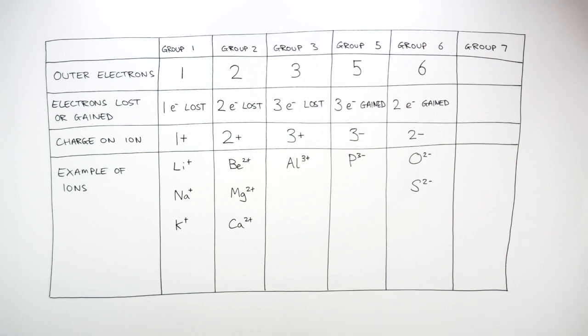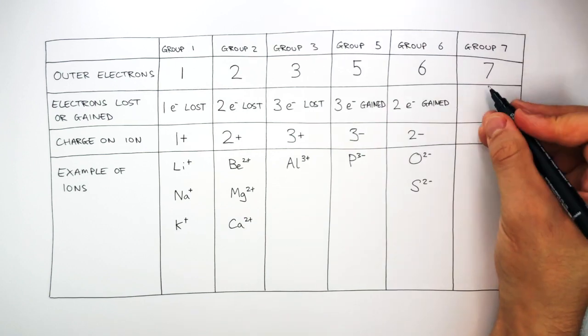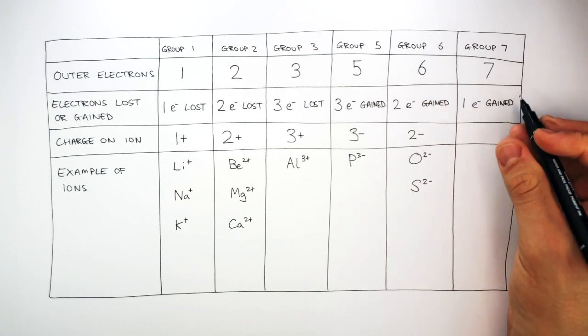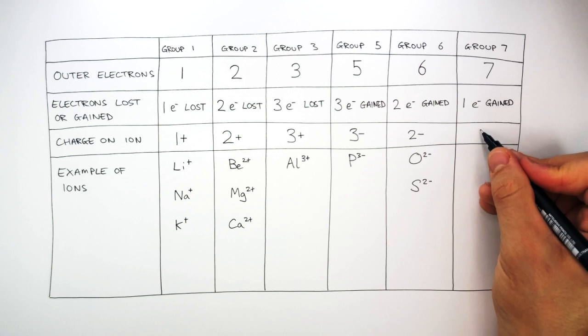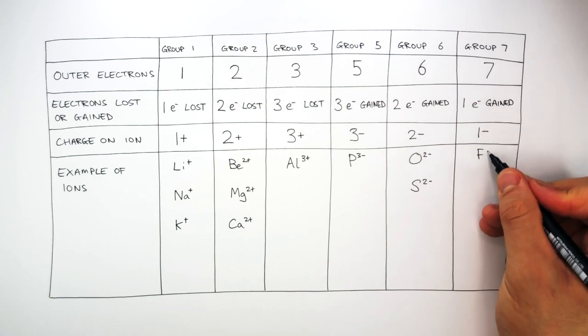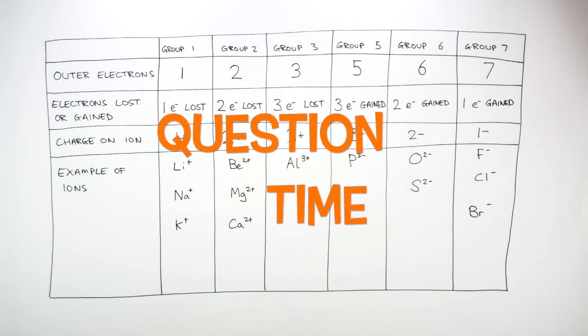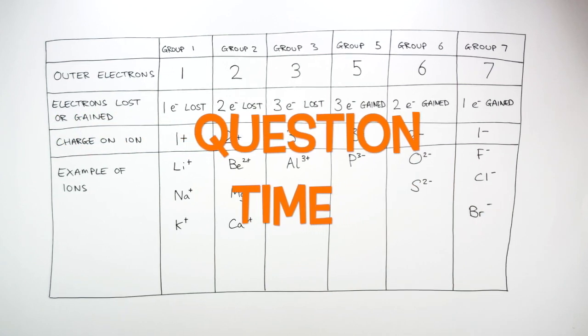Group 7 elements always have 7 electrons in their outer shell. They always have 1 electron gained when they become ions, and the charge on their ions is always 1-, and these are examples of group 7 ions. It's question time. Attempt these questions to check your understanding.